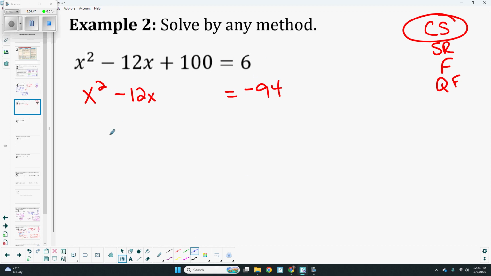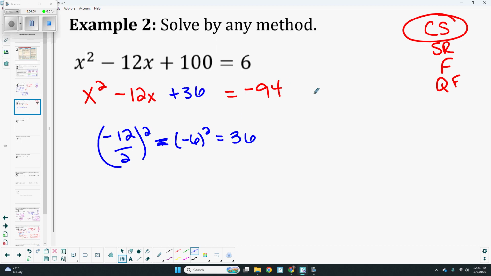So remember here, we take the b term, cut it in half, and square it. So that's a negative 6 squared, which is 36. So we're going to do plus 36, plus 36. So factored, this is x minus 6 squared equals negative 94 plus 36 is negative 58.